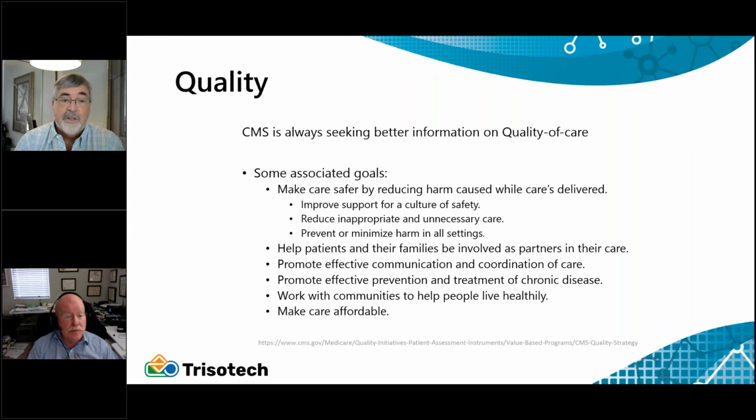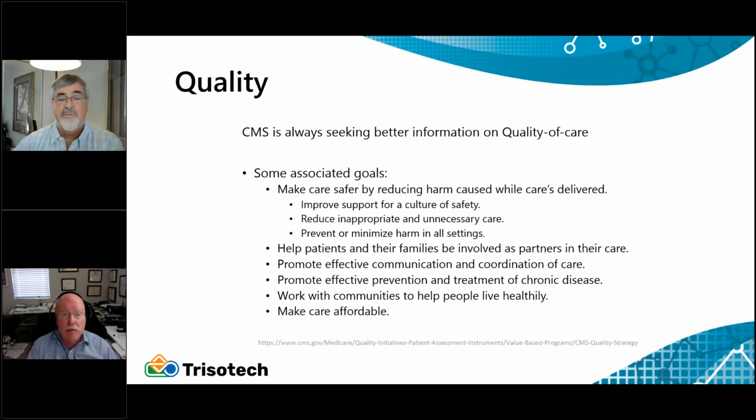There are different goals associated with looking for quality of care. Some are listed here based on the most recent objectives from CMS, but basically it's to promote the effective prevention and treatment of chronic disease and other aspects and administrative elements.